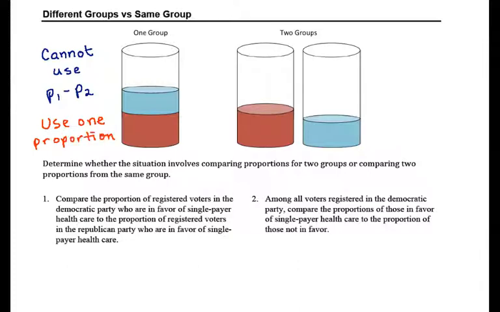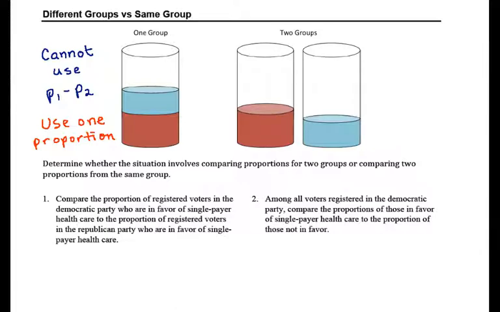If you're interested in saying, is the proportion of voters who are going to vote for the Democratic candidate higher than the proportion of voters who are going to vote for the Republican candidate, that is comparing two proportions in the same group. We do not use a statement of two proportions there because all of the calculations that we've seen assume that these are independent and that they come from different groups.